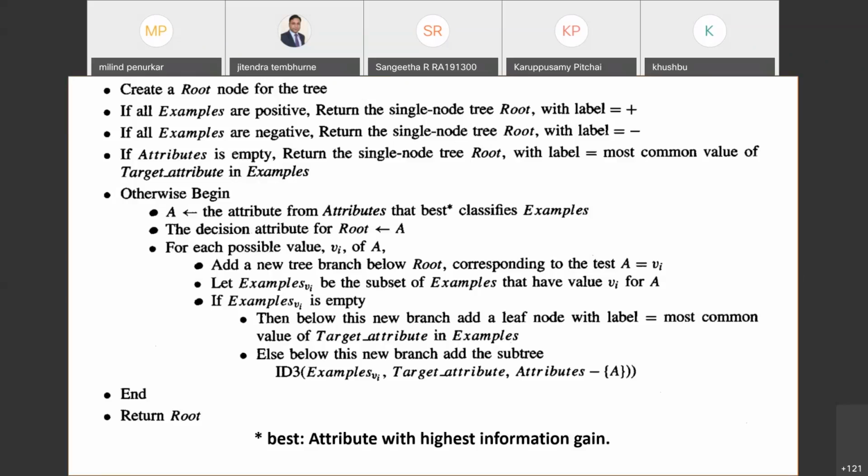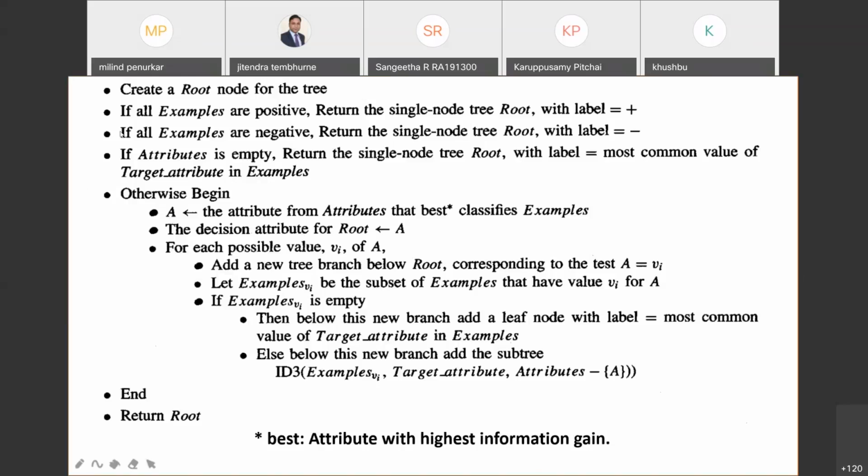So otherwise begin: A is the attribute from attributes that best classifies the examples. Now that's the question that the sir was asking. The question is we have to choose this best attribute, and the best attribute will be chosen based on the information gain concept or entropy concept. So we will be coming to that. So A is the attribute from attributes that best classifies the examples, and let's take that particular attribute as root. So let the decision attribute for that root be, let's say, A.